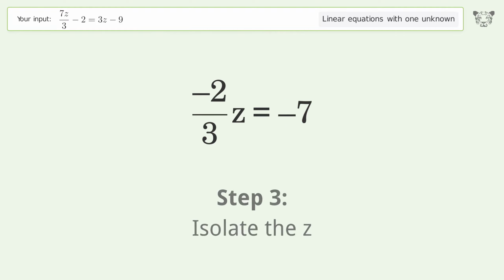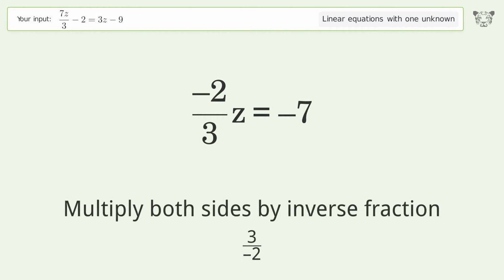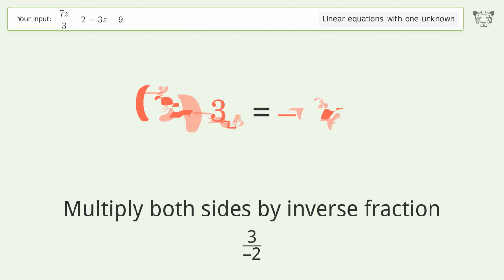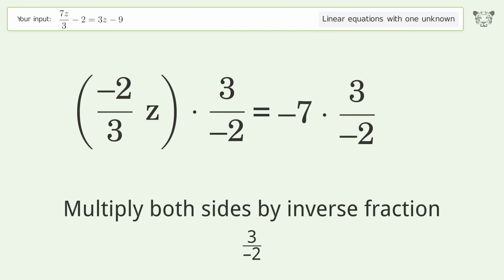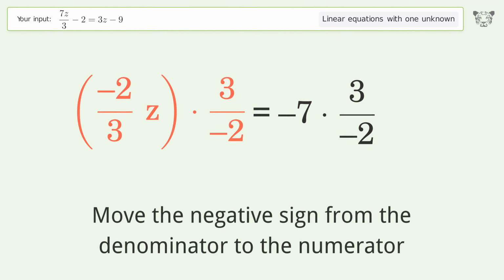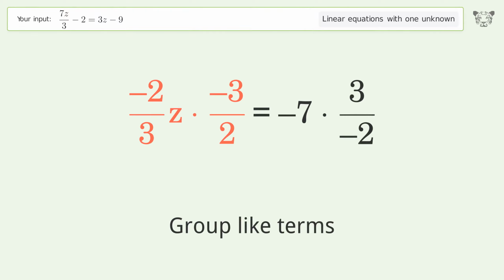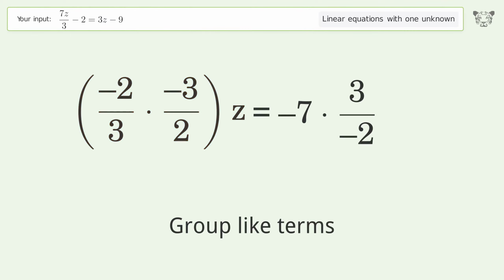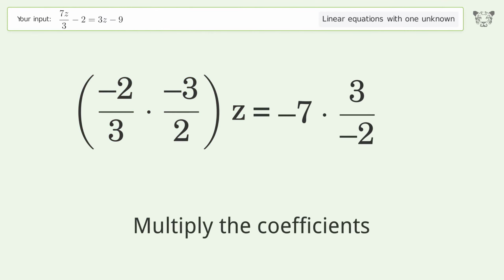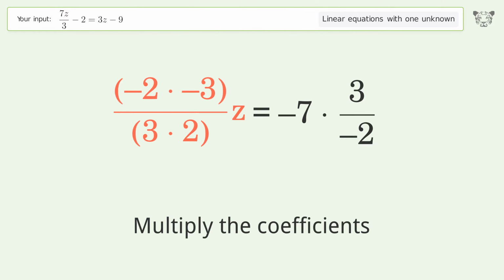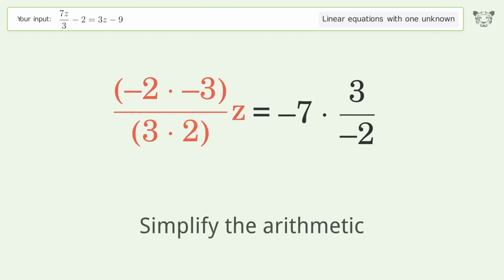Isolate the z. Multiply both sides by inverse fraction 3/2. Move the negative sign from the denominator to the numerator. Group like terms. Multiply the coefficients. Simplify the arithmetic.